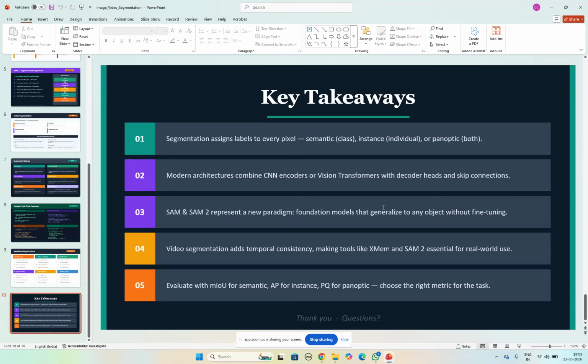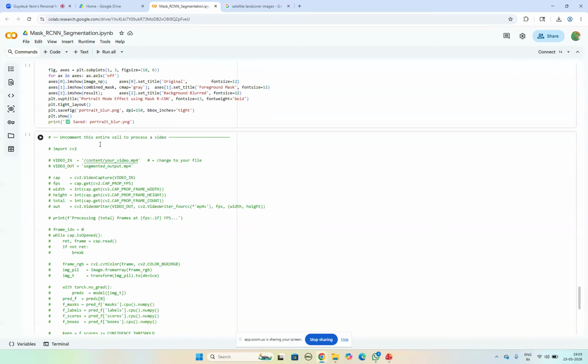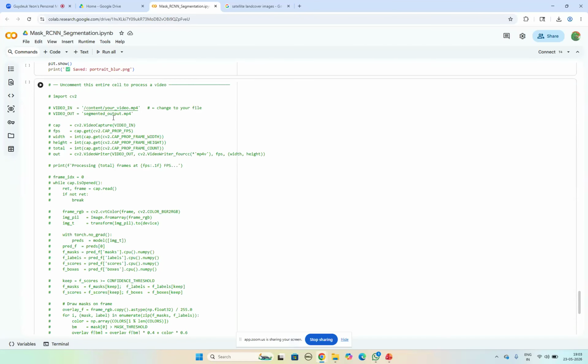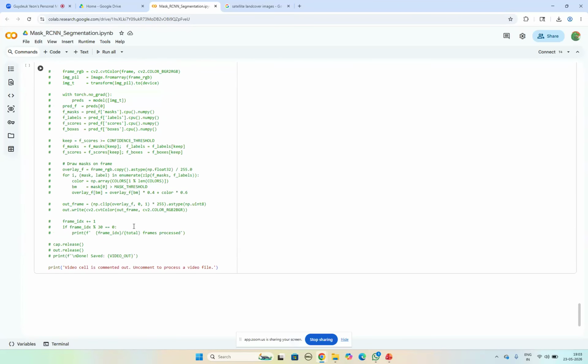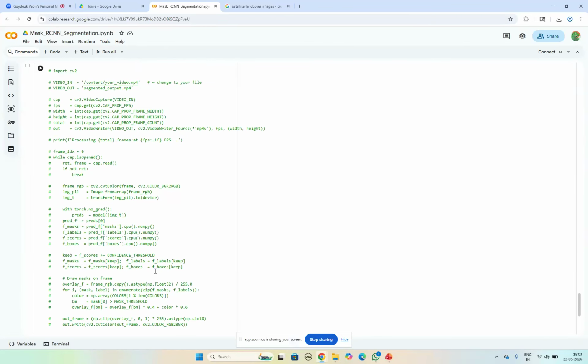Okay. So that completes the theory part for this one. Last class I had given you one of the codes, right? In that there was a part where video segmentation was commented out. So you can uncomment it and run this code, add a video, and try it out. I'll give you 15 minutes. So complete this one and share the output in the WhatsApp group. I'll look into that.